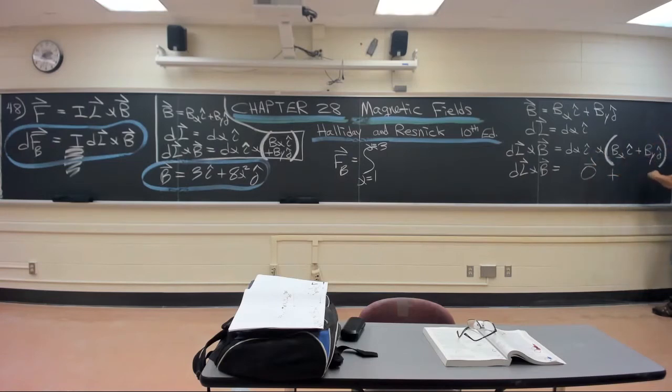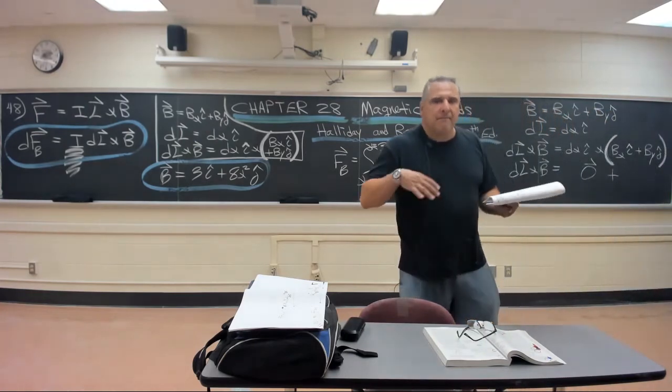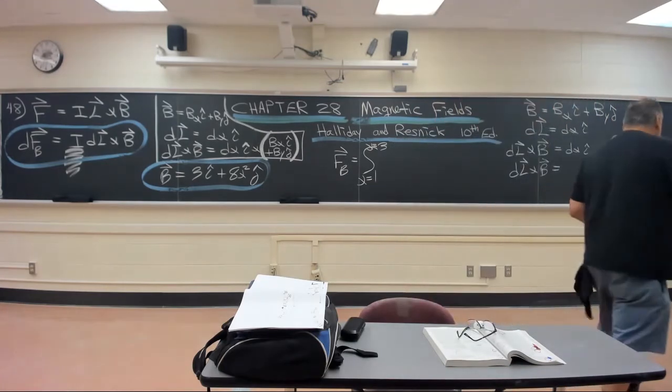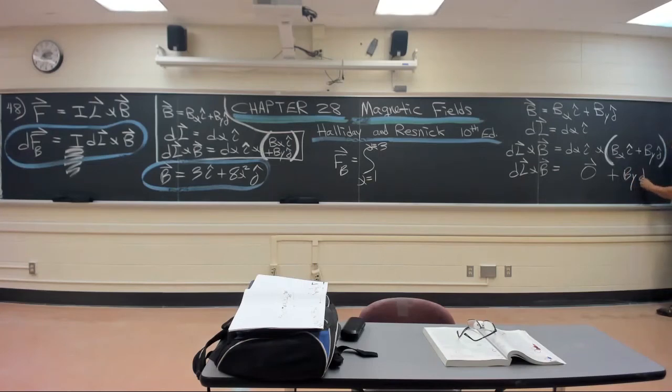We know enough about the cross product that the distribution works if we do things as we're supposed to, following the mathematics we've already discussed. dx I hat cross bx I hat is the 0 vector. dx I hat cross by j hat: I cross j is the k vector, and it becomes by dx k vector at the end of the day. That's pretty important stuff.